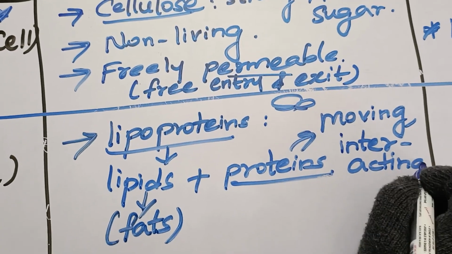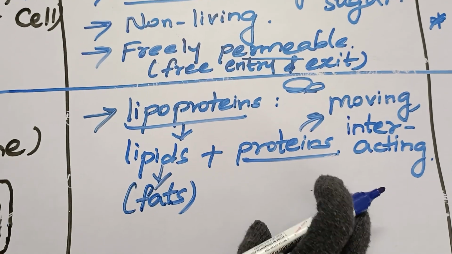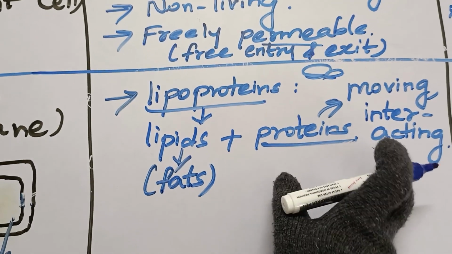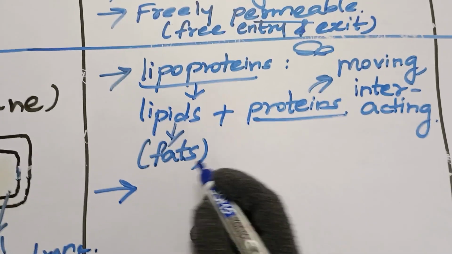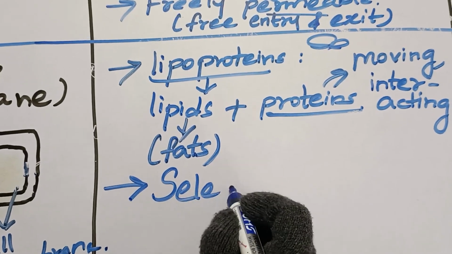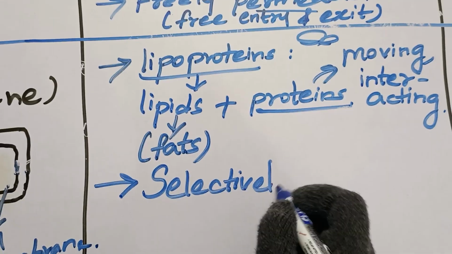By this we can understand that it is playing an active role. So this plasma membrane is very smart. It is also known as selectively permeable. Why?